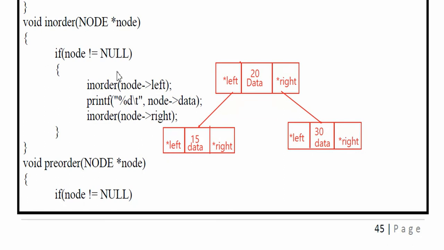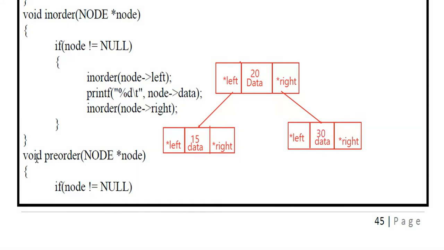So here, if we consider the in-order traversal of this particular tree, the values printed will be like this. First we are going to visit the left subtree, then the root, and then the right subtree. So this is the order in which the in-order traversal will be displayed. That means when we are traversing in-order, the left child will be visited first, and then the root, and then the right child.